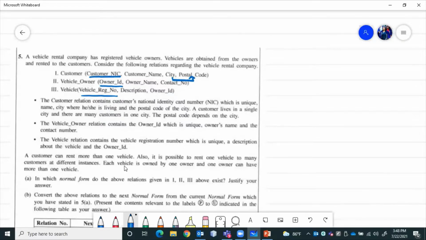Question number one, part A. In which normal form do the above relations given in 1, 2, 3 exist? Justify your answer. Now they are asking in which normalization form these relations currently are. They are asking about relation 1, the customer, relation 2, relation 3. What is the existing normal form that they are asking? Okay, so let's do the first one, and send me the answers.